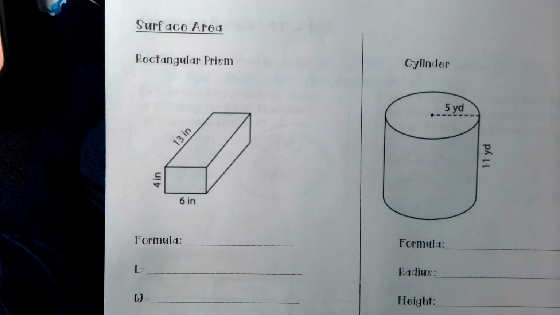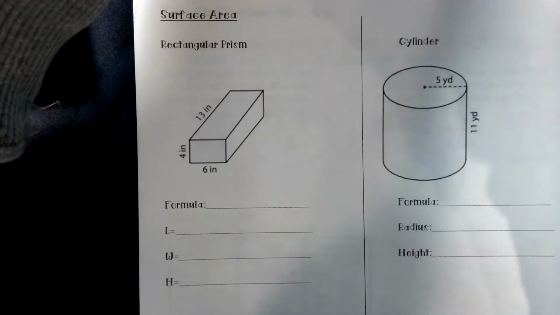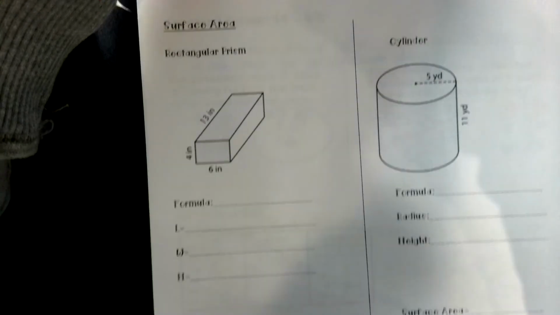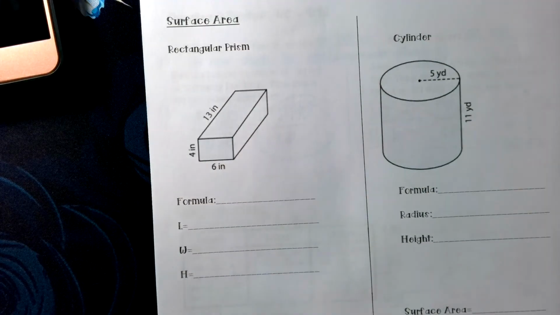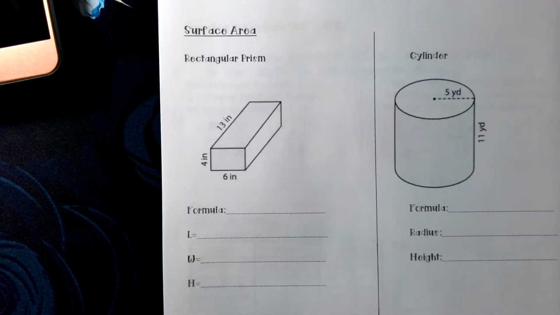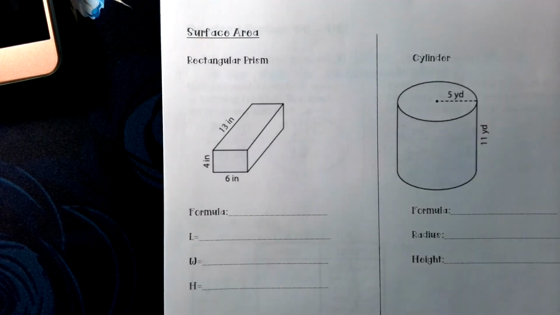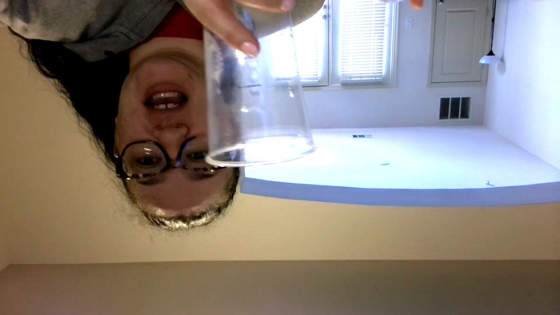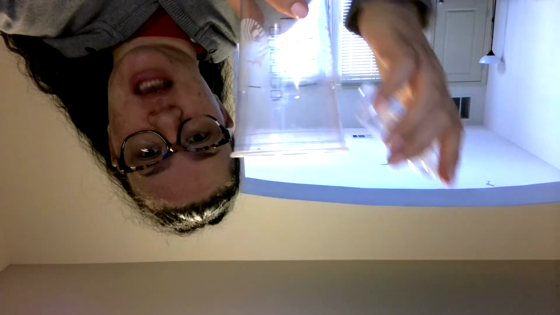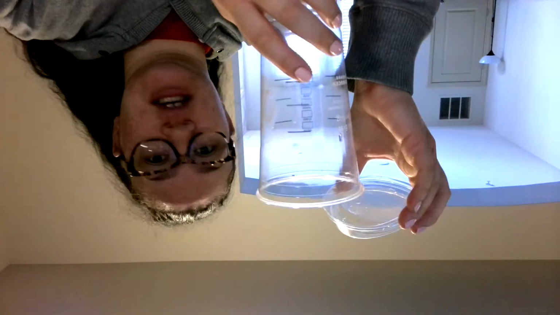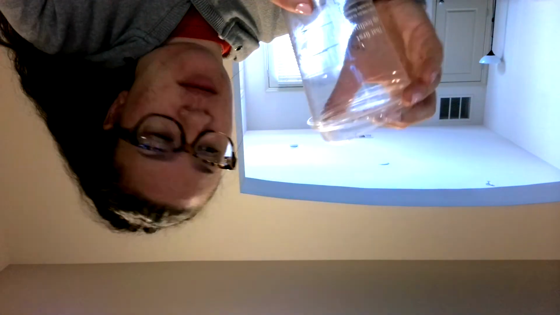All right, now we are on the last topic that we learned right before we left, and that is surface area. Remember, surface area, that's how much stuff is on the outside of a shape. So for example, surface area would be like, sorry, I'm upside down, but surface area would be like if I have my Starbucks cup, how much plastic did they use to make this cup?